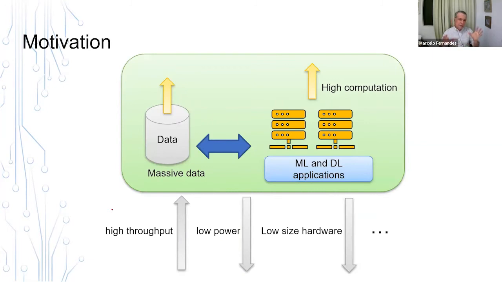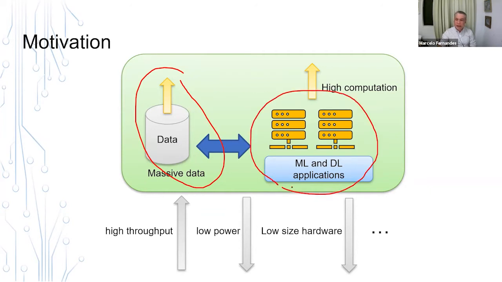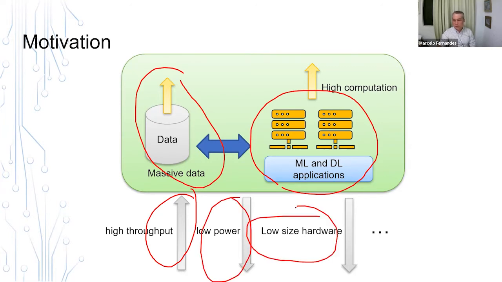So this is a big figure that I said. We have massive data, and data always growing. We have a high demand for machine learning and deep learning applications, and these need high computation, which is also growing. But we need performance with high throughput, low power, and low size hardware.